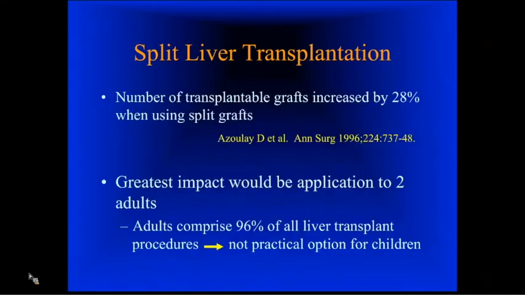So in the beginning, we're looking at the reference here from the mid-1990s. We're looking at with split liver that the number of transplantable grafts increased by 1/4 when using split grafts. And the greatest impact would be applying it to adults, because even though children or pediatric patients do undergo liver transplants, they comprise a very small percentage in the whole pool compared to just adults.